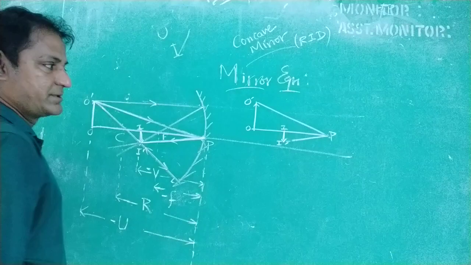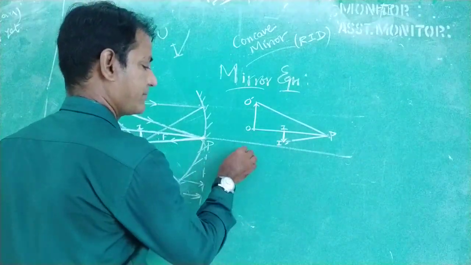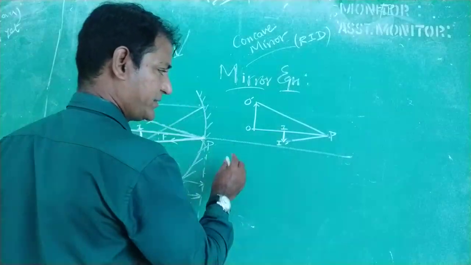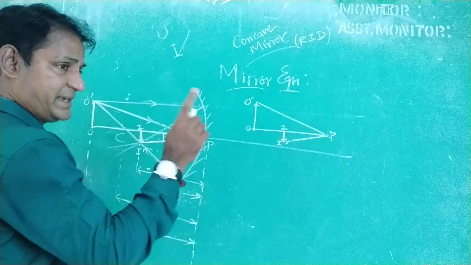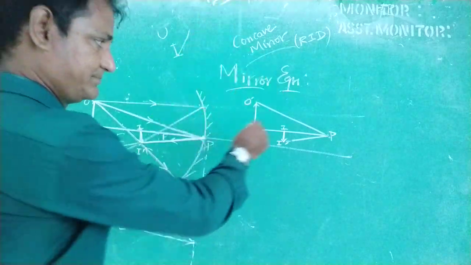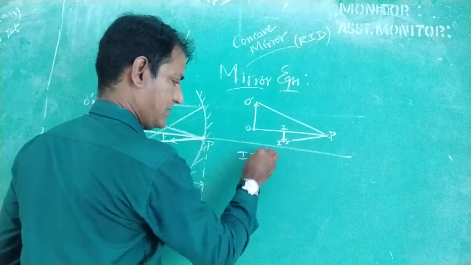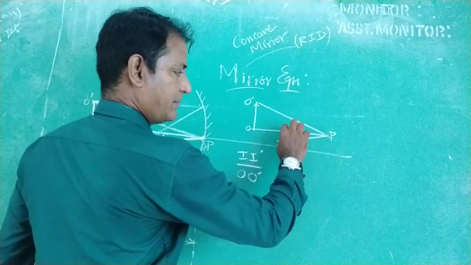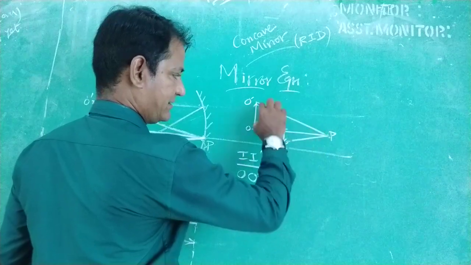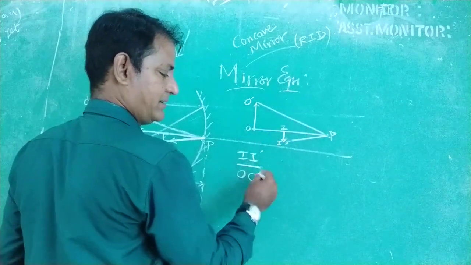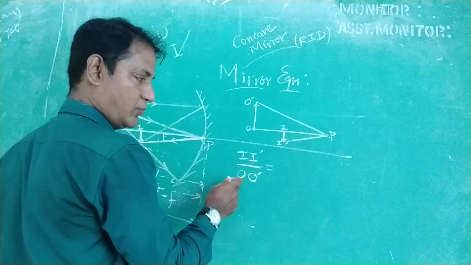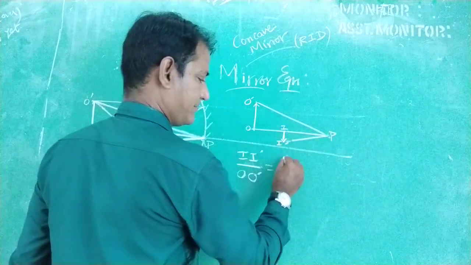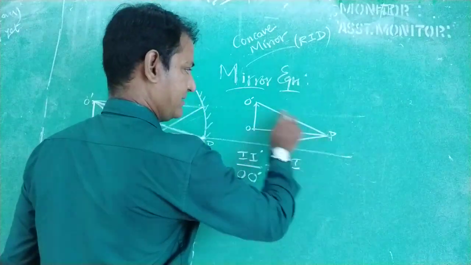So according to the rules, I am going to use one thing. See, remember, I dash by O dash. So from this triangle, I dash by O dash, and then in this triangle, PI. For this triangle, PO.